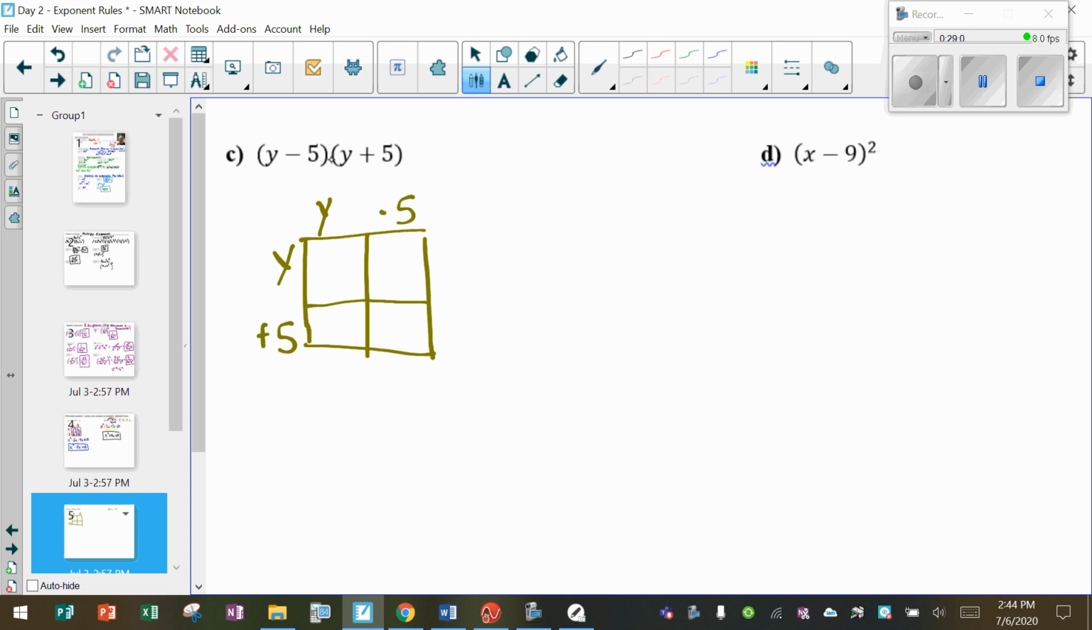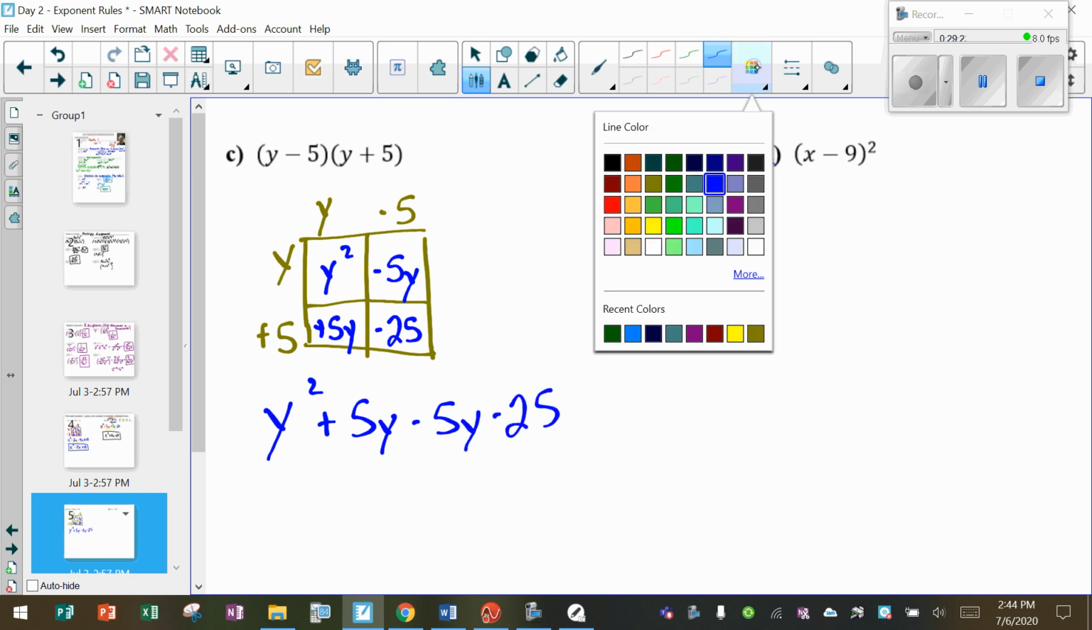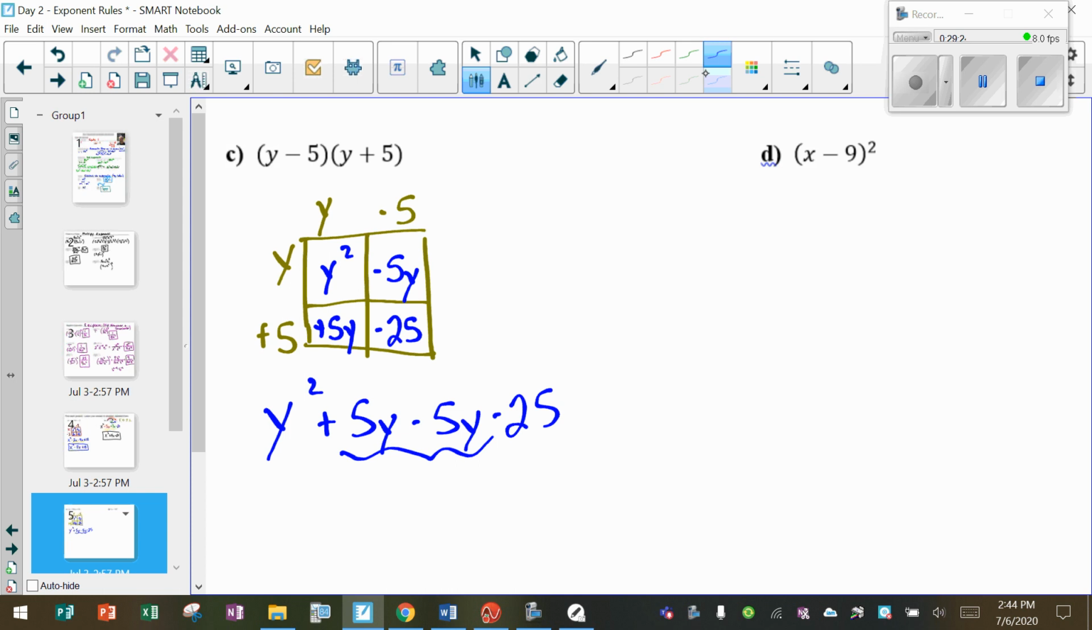Y minus 5, y plus 5. When I start filling out my table using multiplication, because it's the same number, 5 and 5, but one's plus and one's minus, when I do the multiplication and then try to combine like terms, the middle 2 terms cancel out and end up as 0 and disappear.